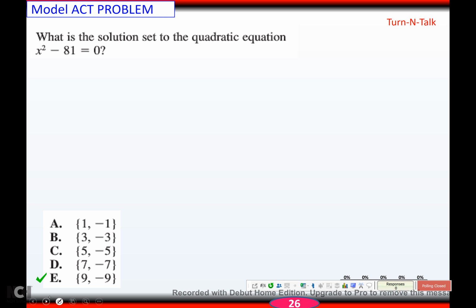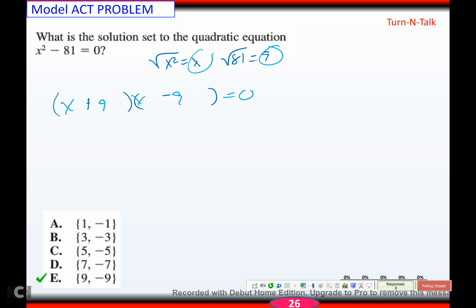And hopefully you got 9 and negative 9. Difference of squares. Square root of x squared is x. The square root of 81 is 9. They're perfect, so binomial plus and minus. And my terms are the roots you just found. So it's x plus 9 and x minus 9.